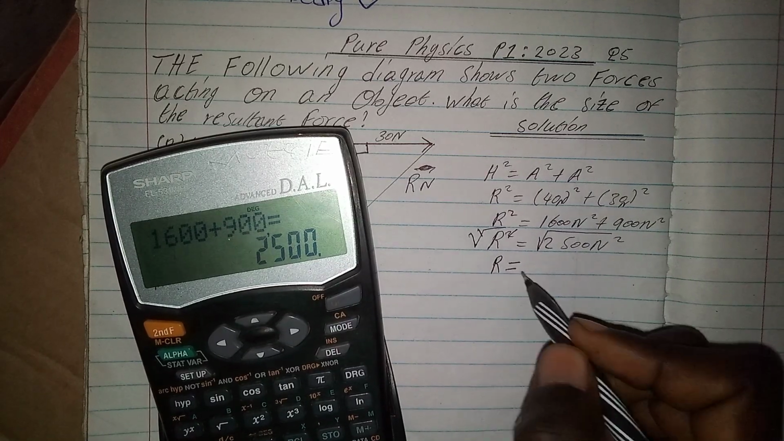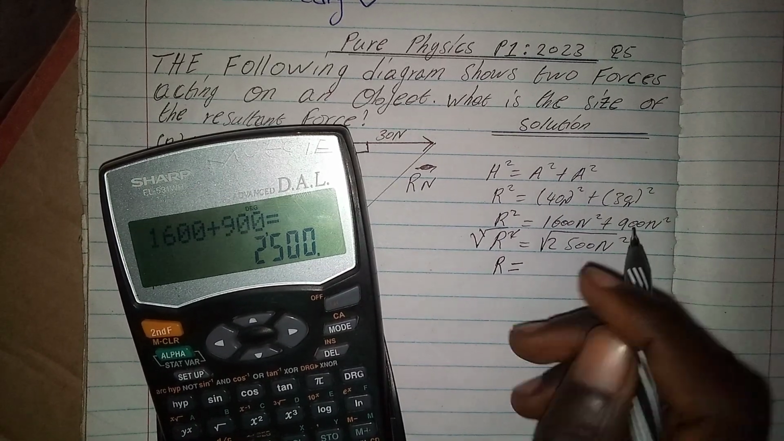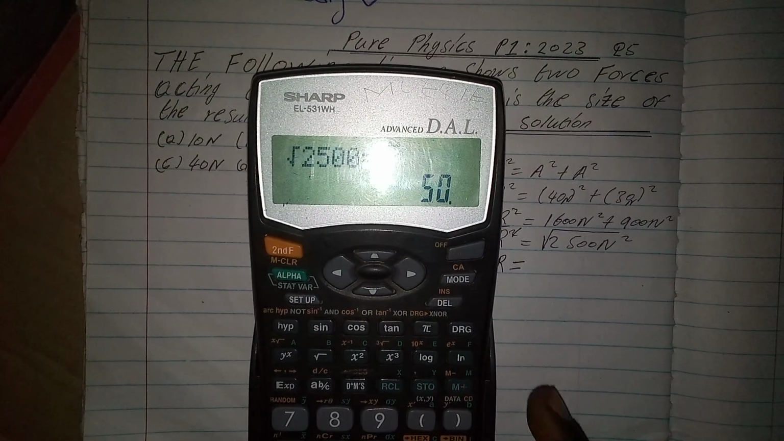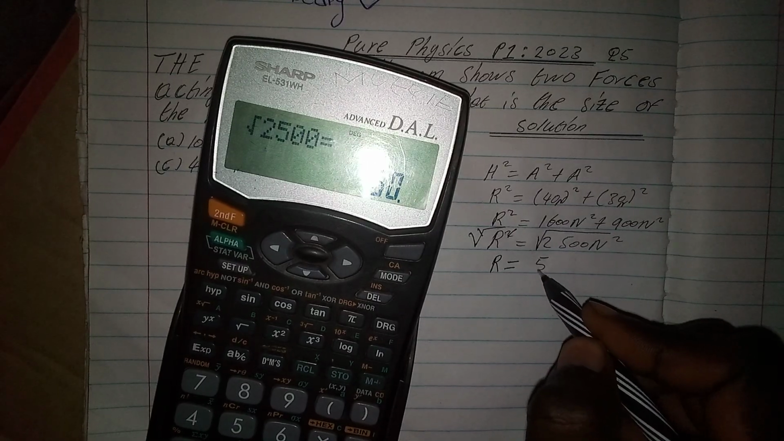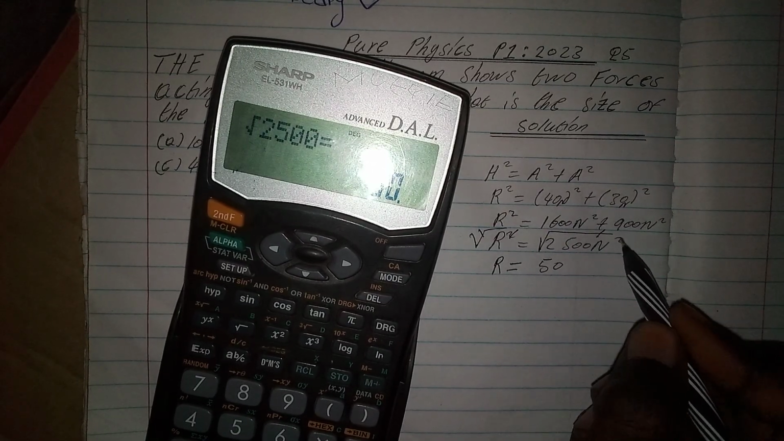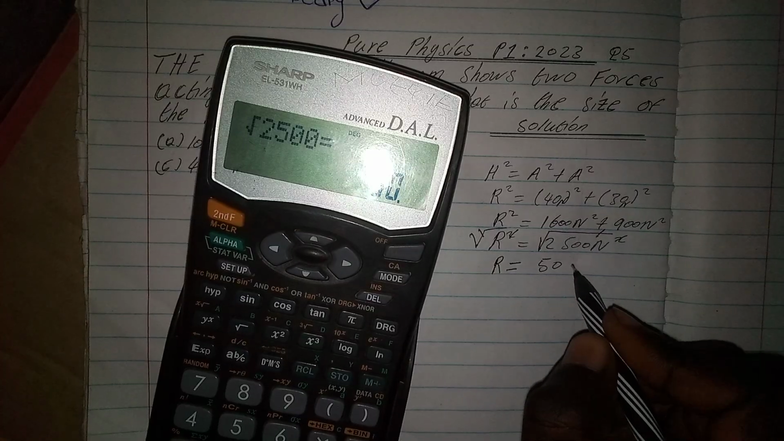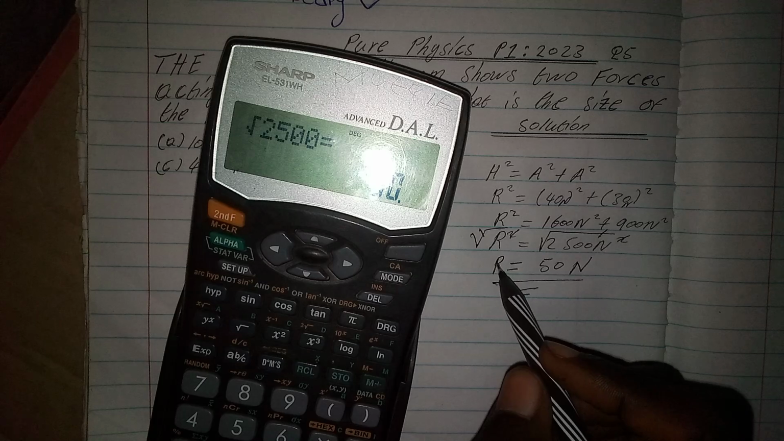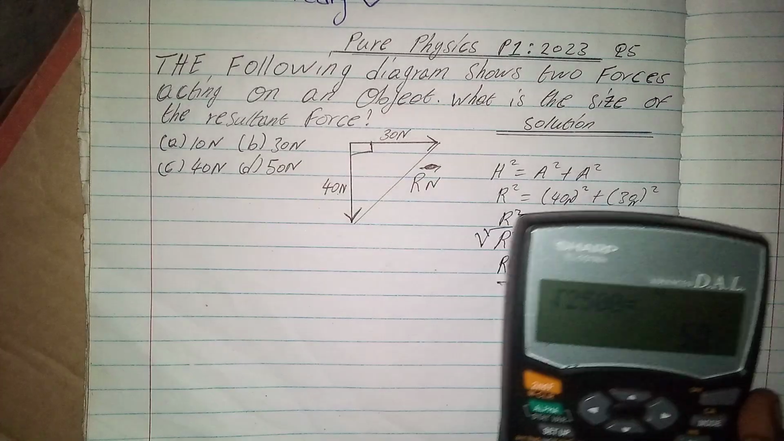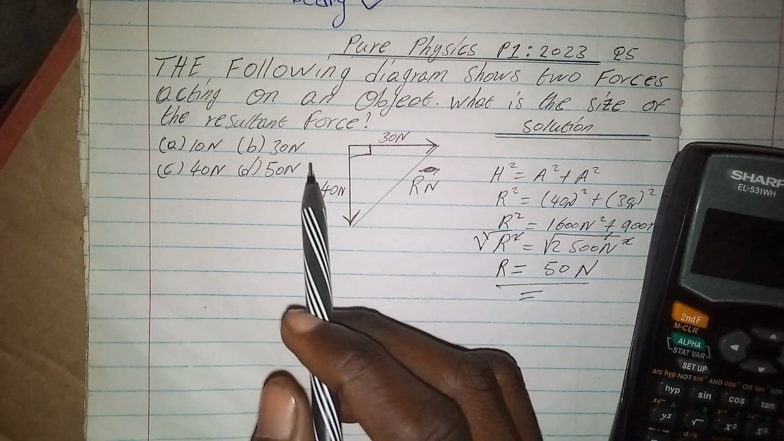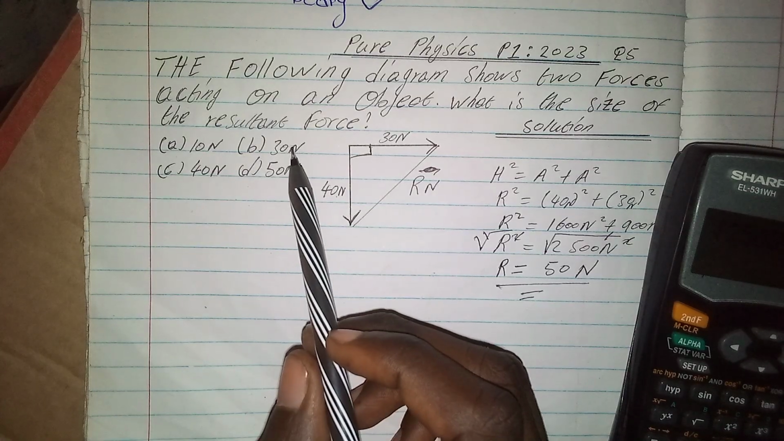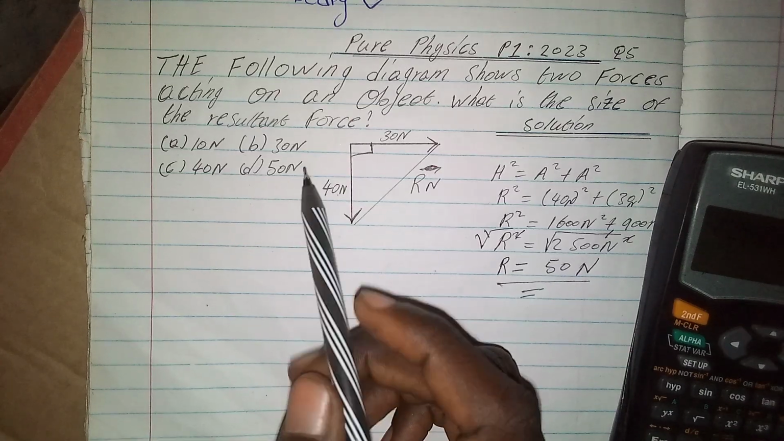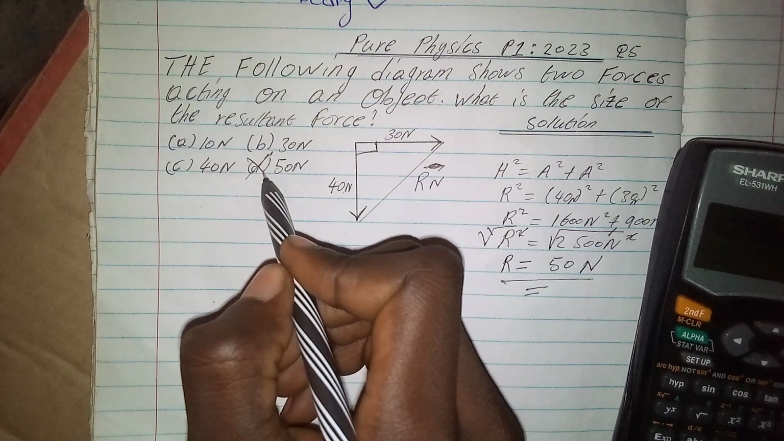So r, which is our resultant force, is equal to the square root of 2500. We're going to get 50. And then this cancels there, so we're going to remain with Newton. So our resultant force will be equal to 50 newtons. Okay, let's look at the options to see if we have 50 newtons. We have A 10 newtons, B 30 newtons, C 40 newtons, and D 50 newtons. So our answer will be D.